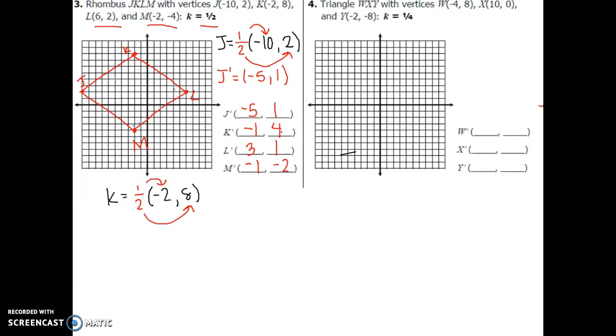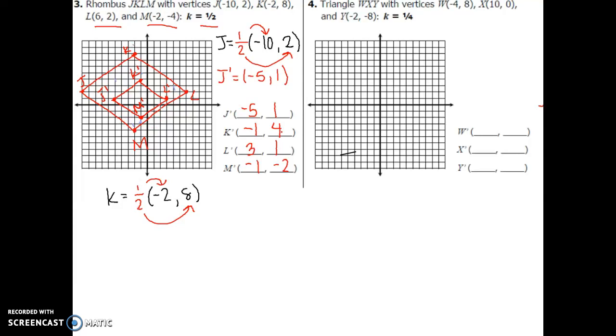So let's plot these and see if it does get any bigger. So we'll go 1, 2, 3, 4, 5, up 1, that's J prime. K prime is -1, 4. So 1, 2, 3, 4. That is K prime. L prime is 3, 1. And M prime is -1, -2. So as you can see, our dilation was definitely a reduction. It did get smaller, didn't move, didn't slide, didn't flip, didn't do anything crazy like that.